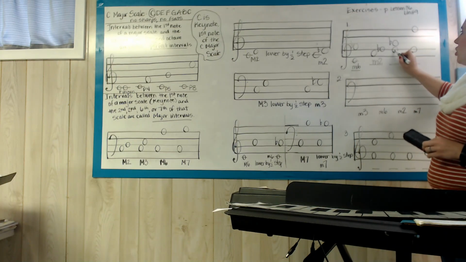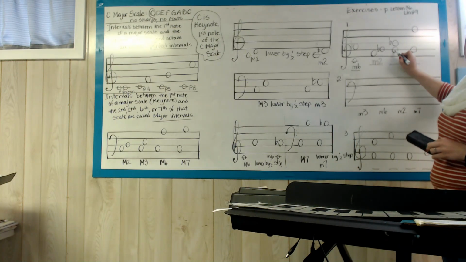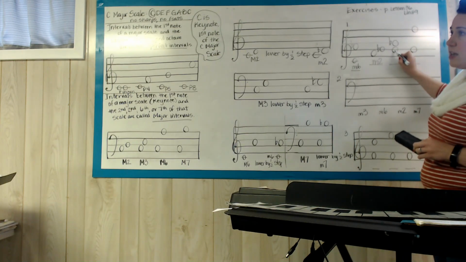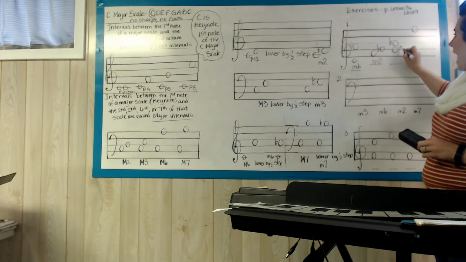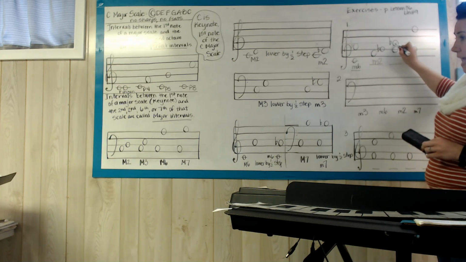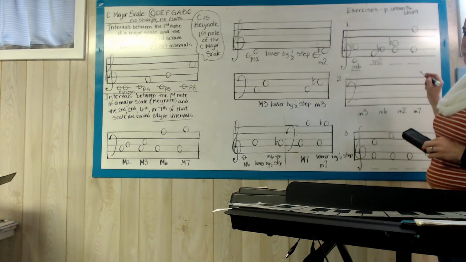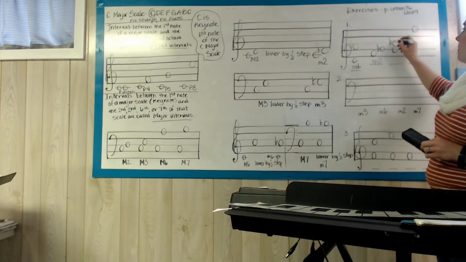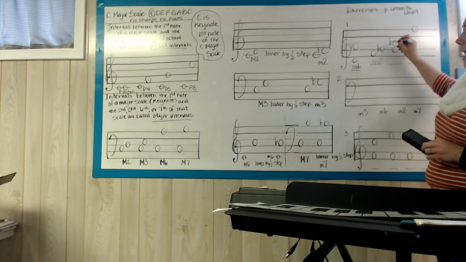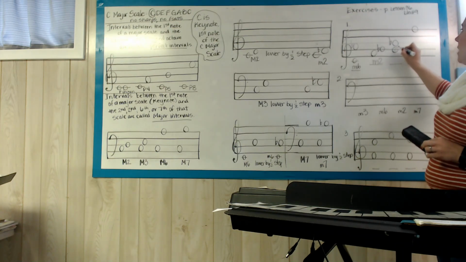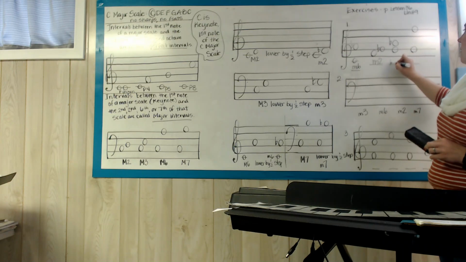Okay, G is our key note, so we're in the key of G. G, A, B flat. Normally in the key of G, we would have a regular B, wouldn't we? Well, B flat tells me it's a lowered half step. So 1, 2, 3, minor 3rd.